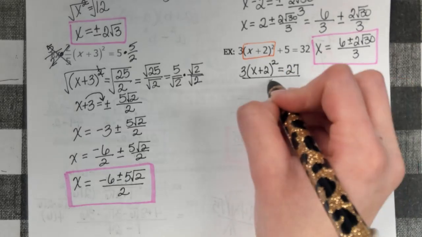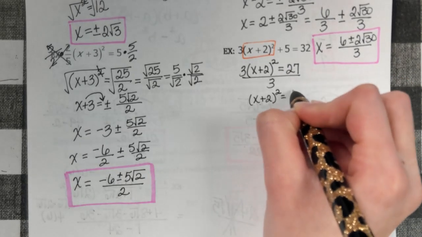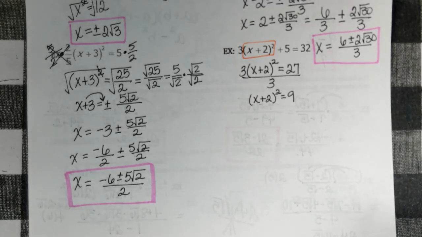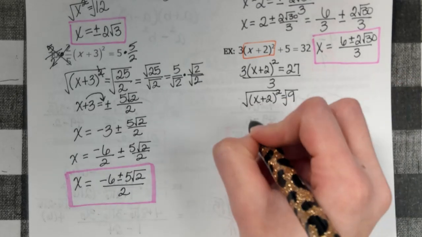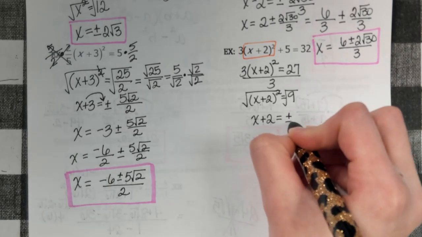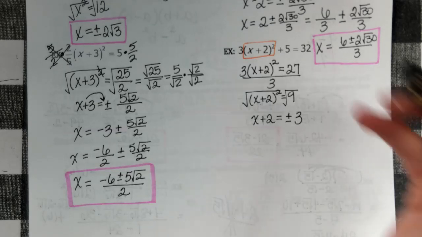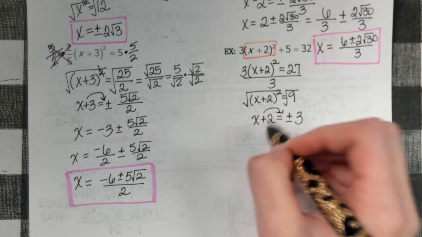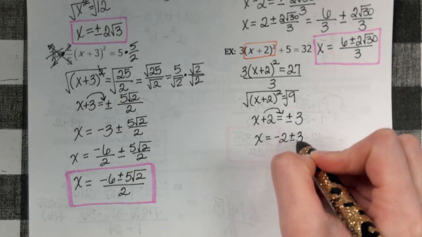Divide by 3, and x plus 2 squared equals 9. Take the square root to undo the square. That leaves you with x plus 2 equals plus or minus 3. I'm going to move my 2 over, and I get x equals negative 2 plus or minus 3.